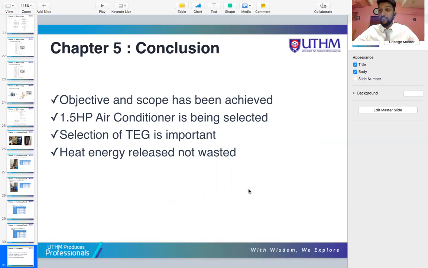Next, the selection of TEG is very important, so I have chosen the Peltier, which is the best among these. The last one is that heat energy released is not wasted. We have to recycle the heat energy, which will be helpful in our future, and also helpful for the users by saving on the electricity bill.